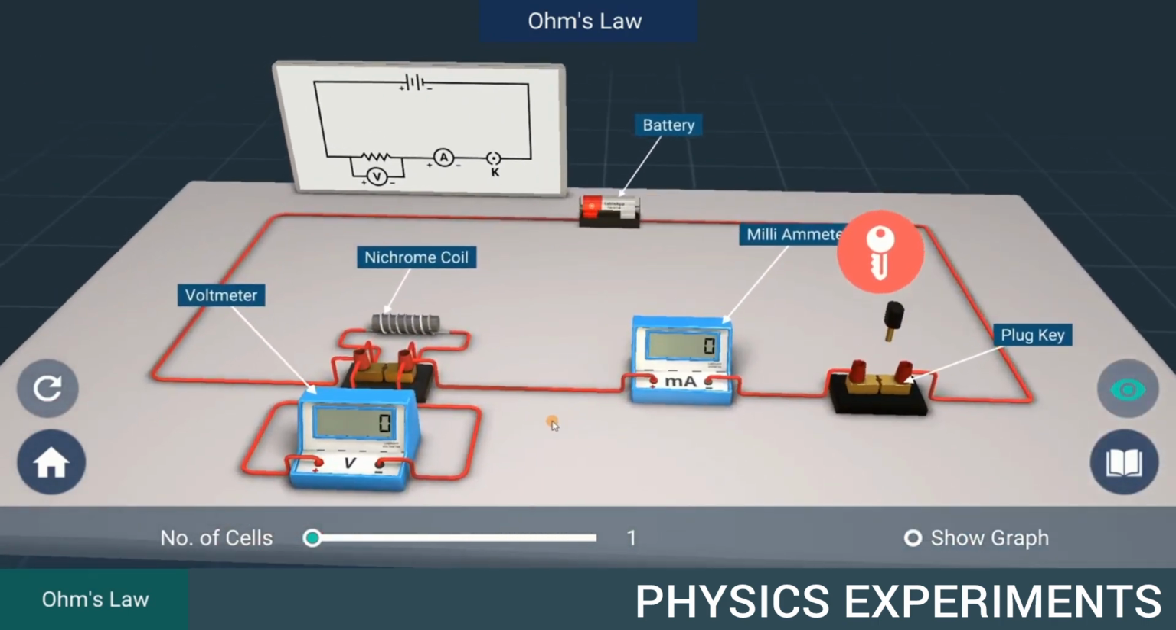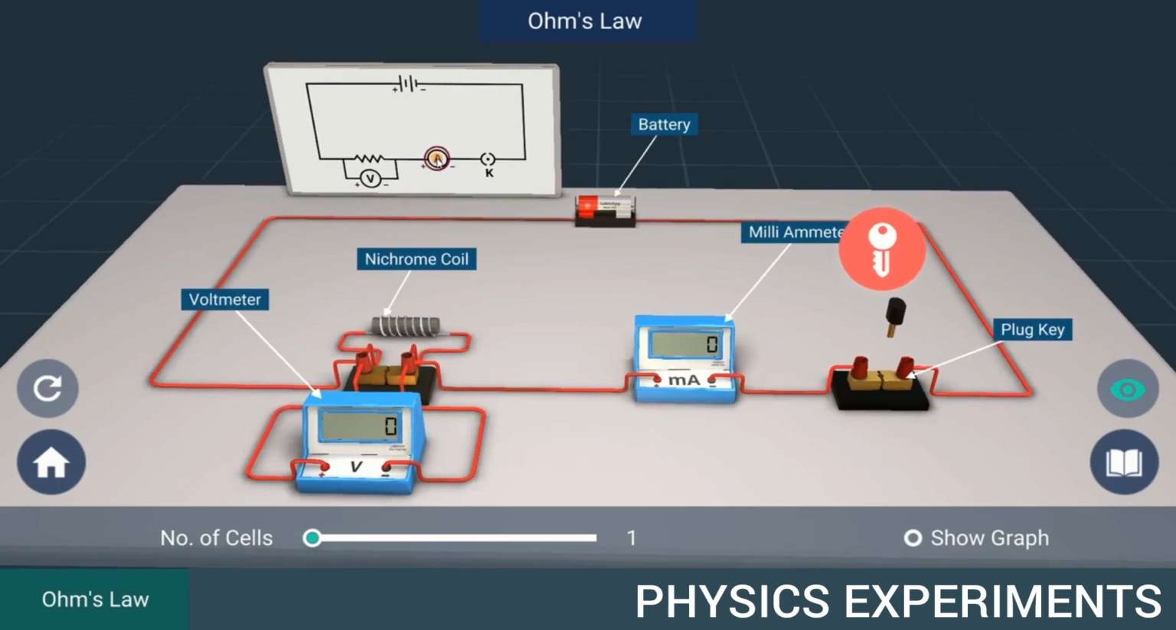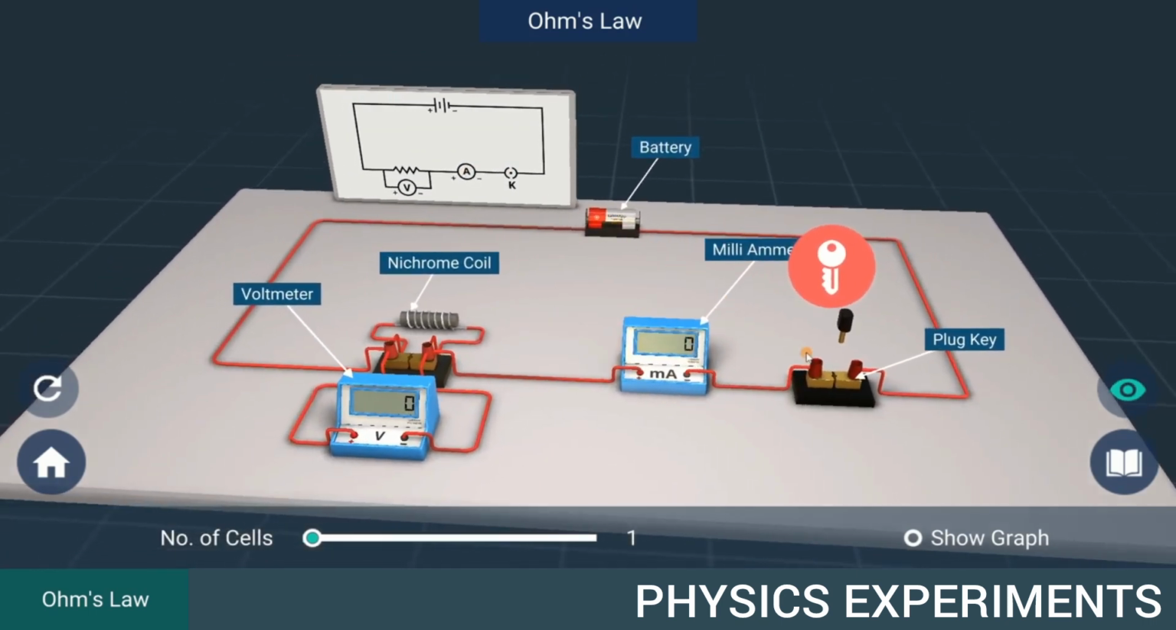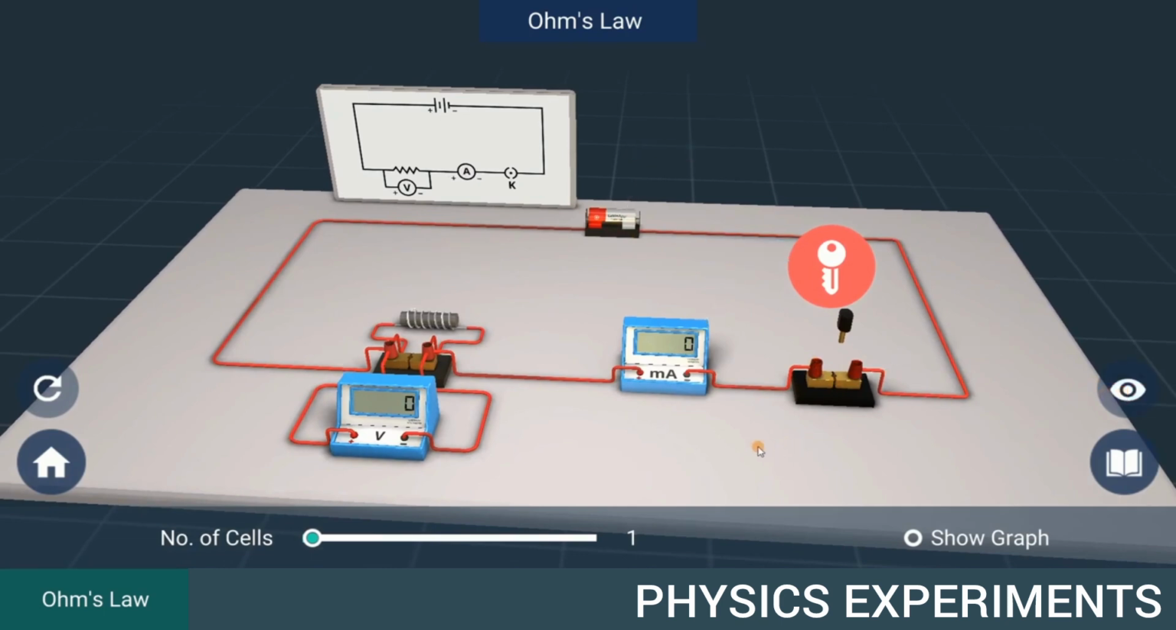Since we have to find the potential difference across this conductor, a voltmeter is connected in parallel. To find the current flowing through the conductor, an ammeter is connected in series with it. A cell and plug key is connected in the circuit. Close the circuit by inserting the plug key.